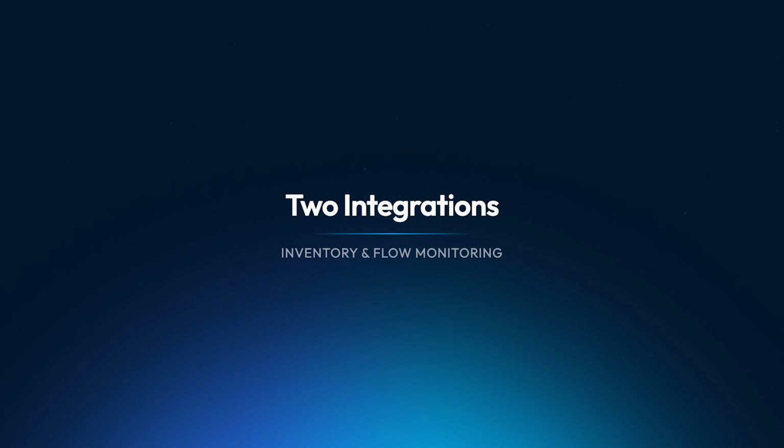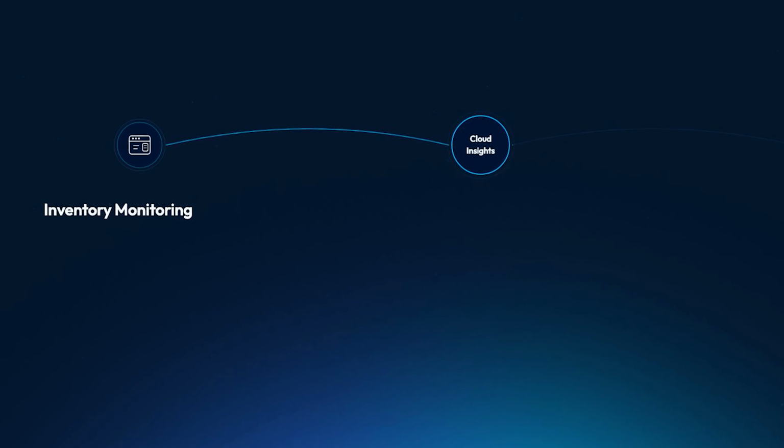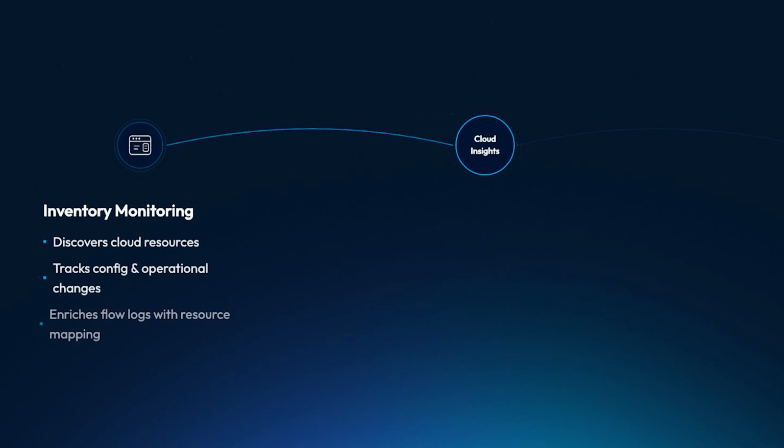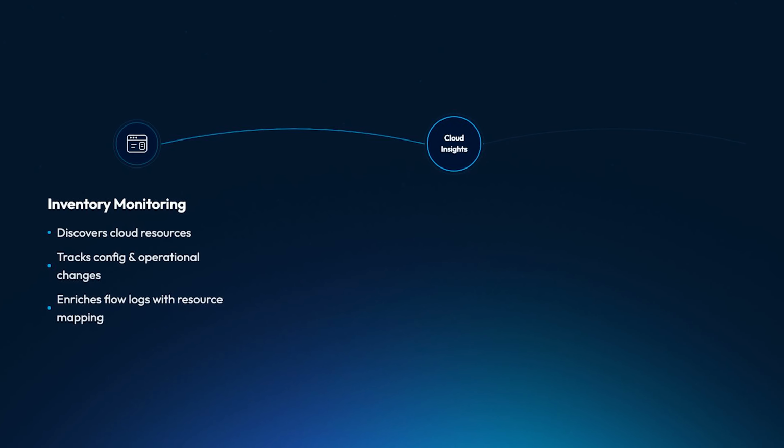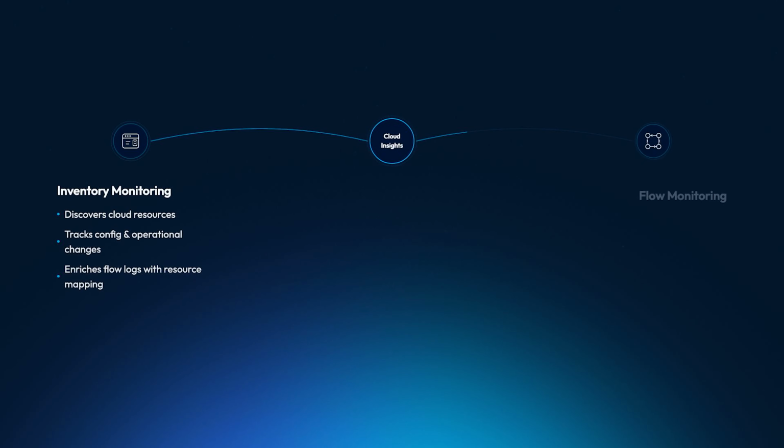Cloud Insights requires 2 integrations for each AWS account. Inventory monitoring is used to discover cloud resources, track changes, and enrich flow logs with resource-level detail. Flow log monitoring takes your VPC and Transit Gateway flow logs and turns them into actionable traffic visibility.